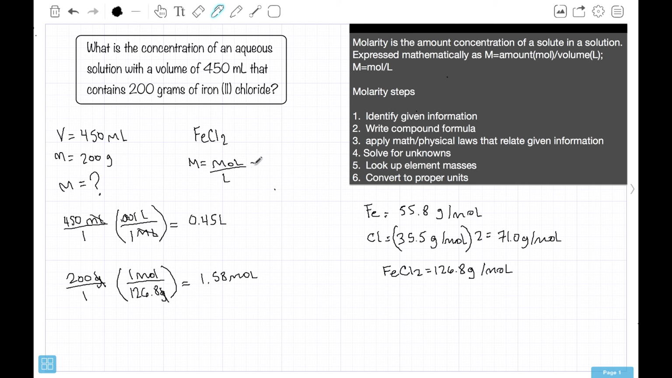Okay? So now you take those numbers that you found, the liters and the moles, and it's just plug and chug from this point. So you have 1.58 moles and you have 0.45 liters. After you do the division, you find that you have 3.5 molarity.